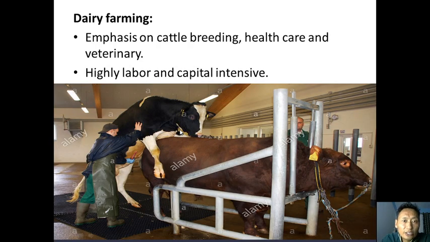Dairy farming emphasizes cattle breeding. This picture shows cattle breeding, and they take care of the animals' health, and they also have veterinarians for animal-related diseases. This type of farming is highly labor and capital intensive. They need lots of labor, and capital means they have to spend a huge amount of money to set up or operate this type of farm.